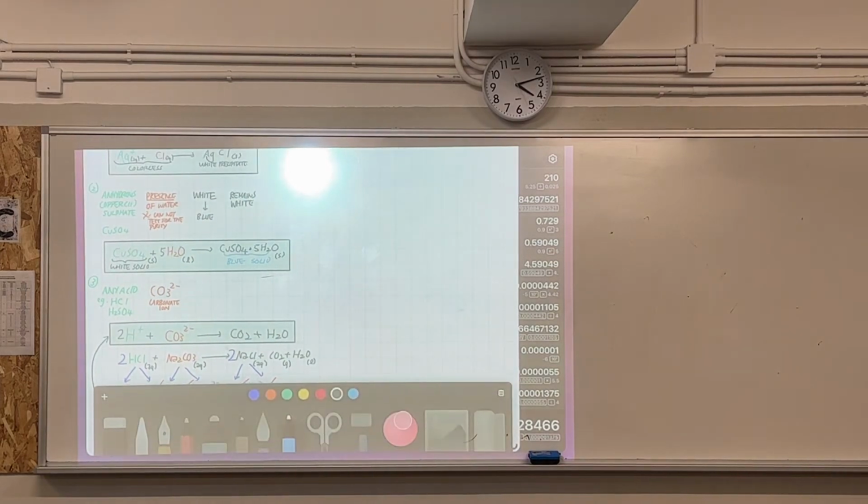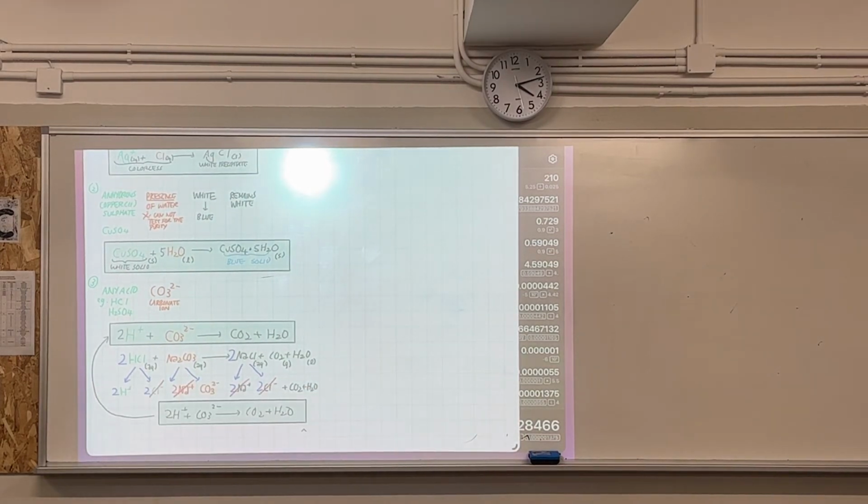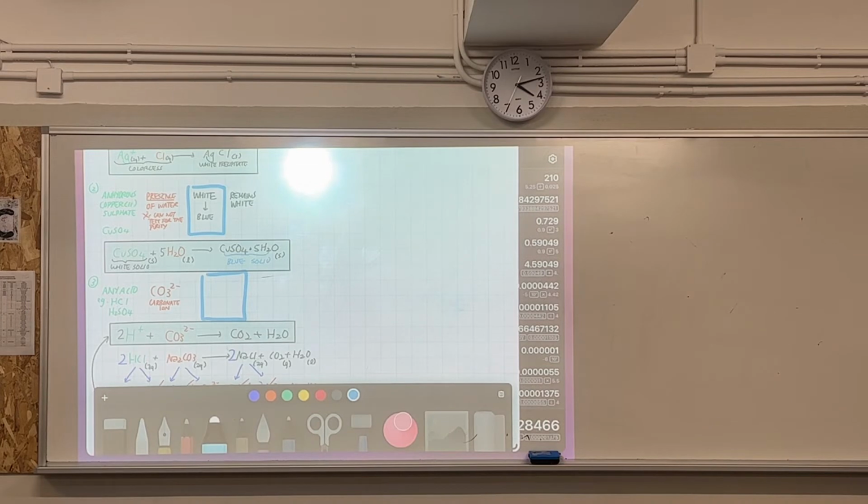So let me just put down some positive test results. So these are the positive test results. What about the positive test result from here? When you get carbon dioxide as a product, what will you see? If a reaction produces carbon dioxide, what do you see? When you open a can of Coke, what do you see?